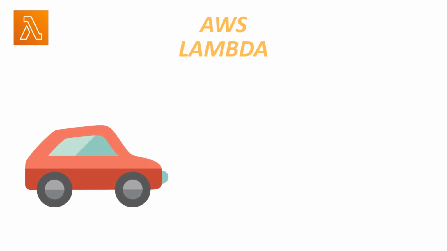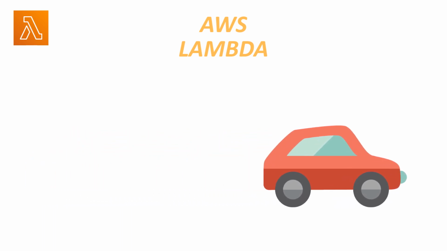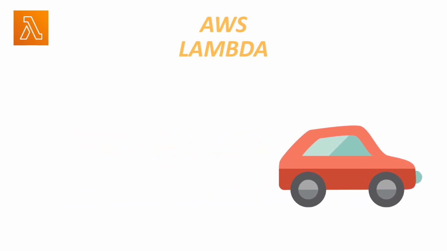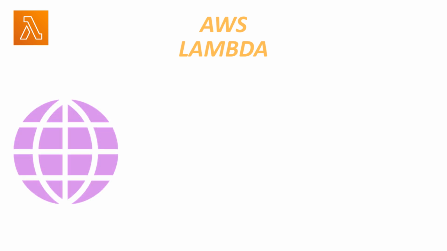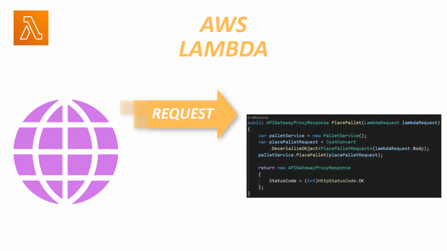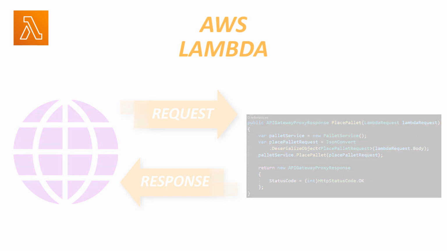Imagine it like a car. You turn it on, drive to your destination, and then you turn it off. You don't have to have your car running all the time to be able to drive. Exactly the same is with Lambdas. You turn it on by making a request, execute the code, and then you can turn it off. You don't have to have your server running all the time.